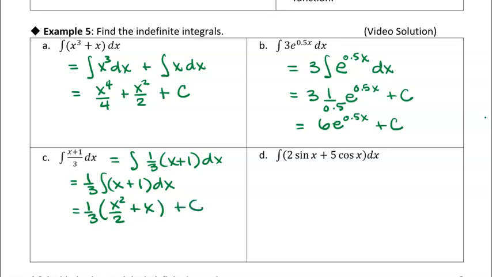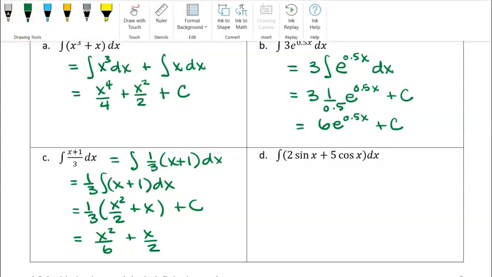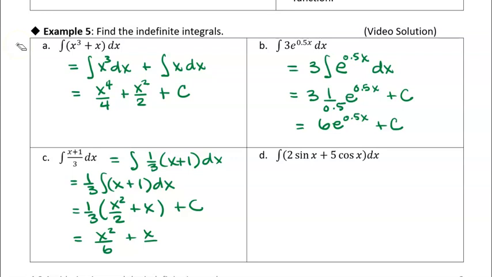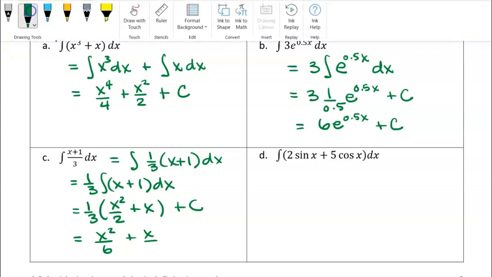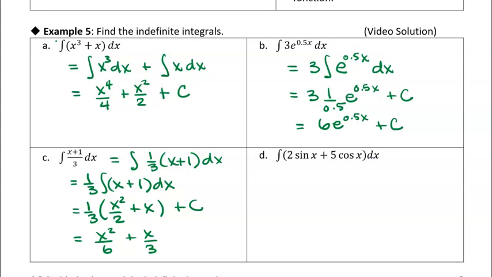Okay, now I could leave it like that, or if I want to simplify it a little bit, it would be x squared over 6 plus x over 3, plus c. Okay, so there we go. There's the antiderivative for that.